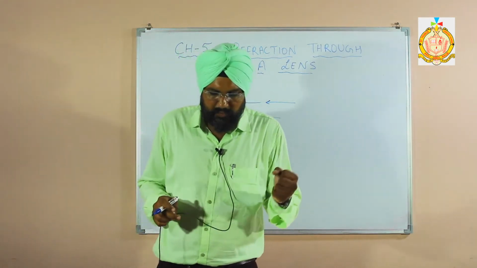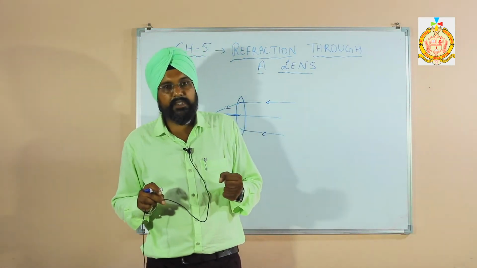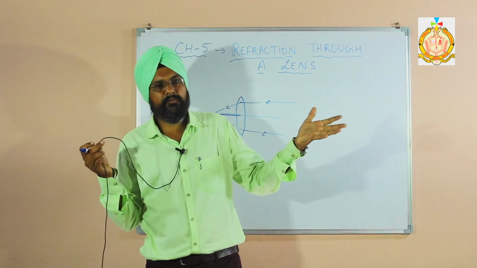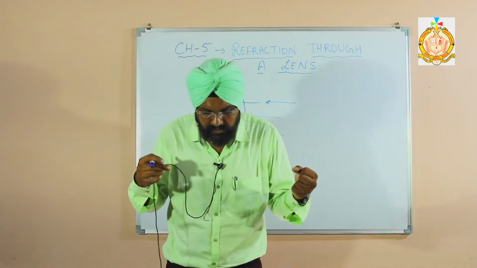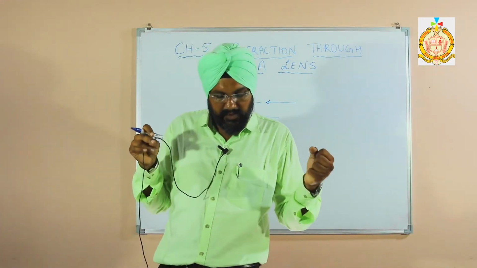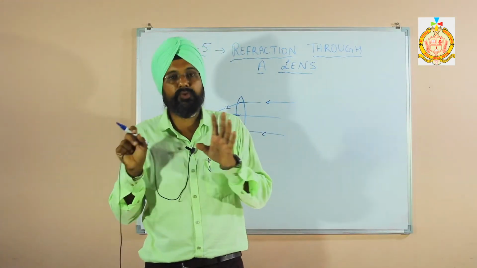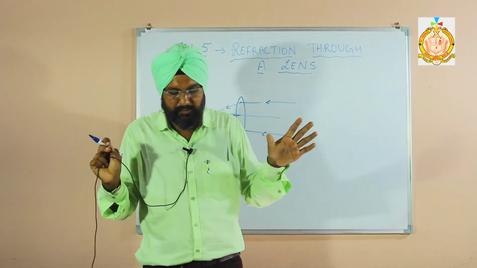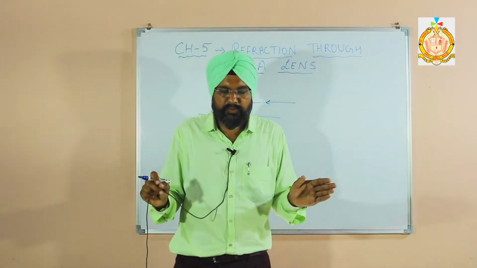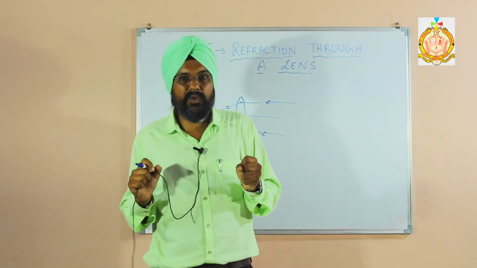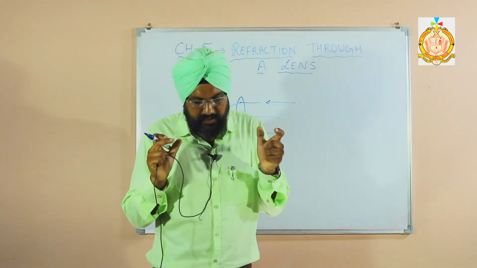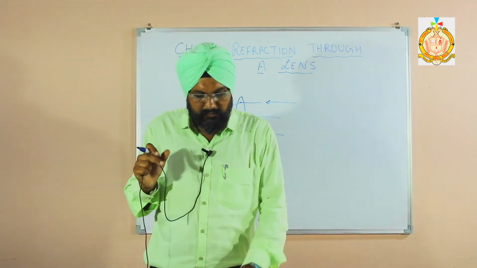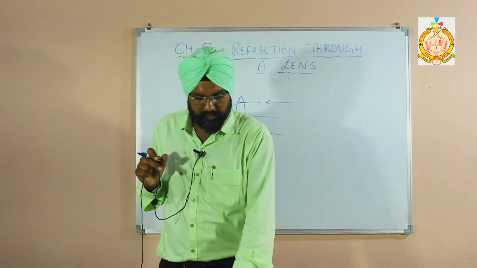Then why is the concave lens focus always virtual? Virtual means not at a point. It appears to diverge, appears to meet at a point, because all the rays after refraction do not actually pass through the point, but they appear to diverge from this point. That's why the concave lens has a virtual focus.